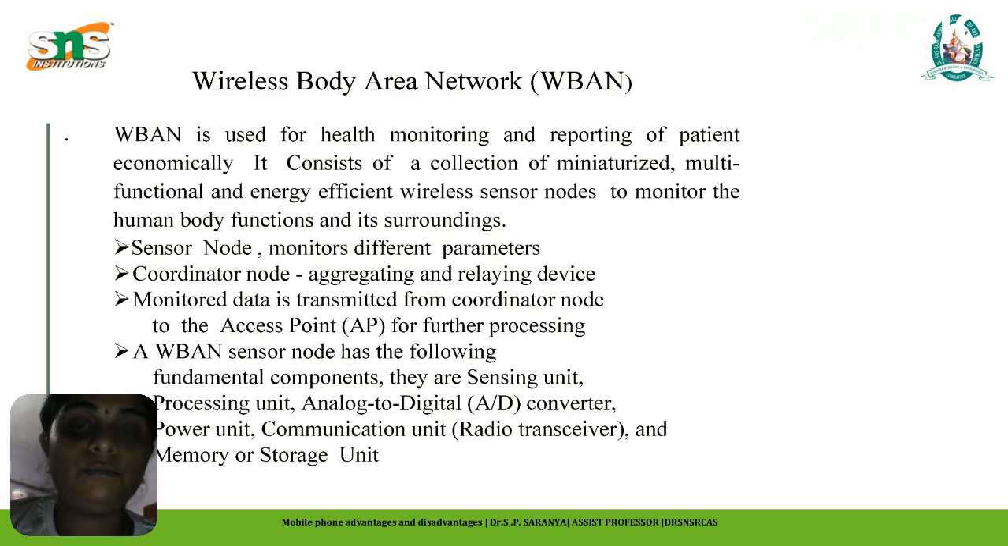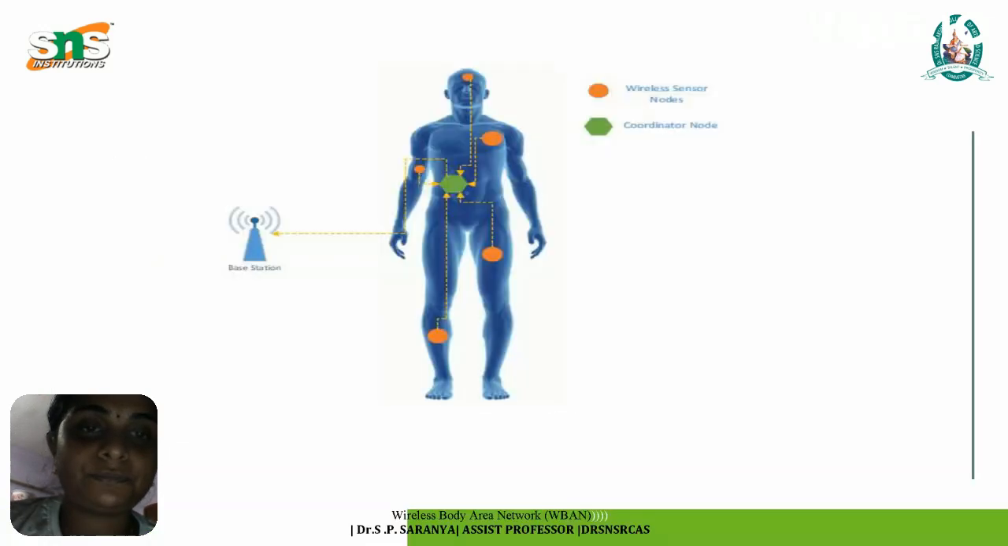And in a WBAN, a sensor node has the following fundamental components: sensing unit, processing unit, analog to digital converter unit, power unit, communication unit with radio transceiver, and memory storage unit. The next diagram shows how the human body accommodates the body sensor networks. So this is the wireless sensor network. The green highlight is the coordinator node. The orange symbol is the wireless sensor node, and this is a wireless signal transmitter.